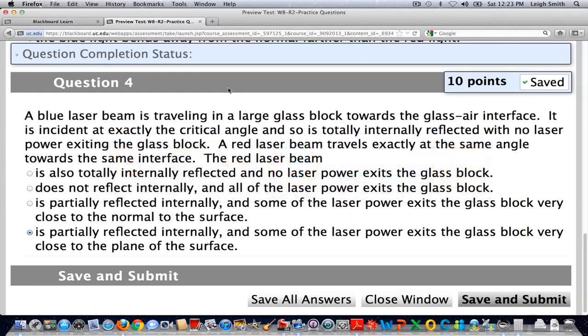So in the end, it's partially reflected internally, and some of the laser power exits the glass block very close to the plane of the surface. The other one is also partially reflected internally, and some of the power exits the glass block very close to the normal to the surface. It's basically grazing the surface.